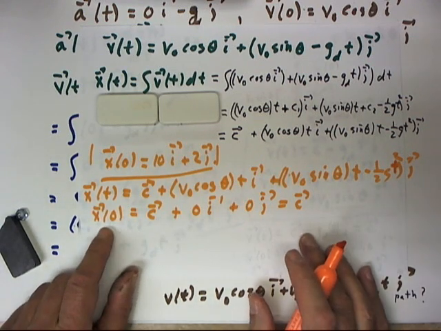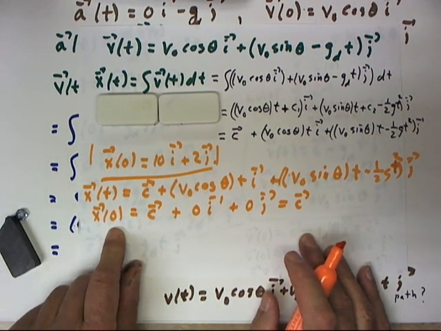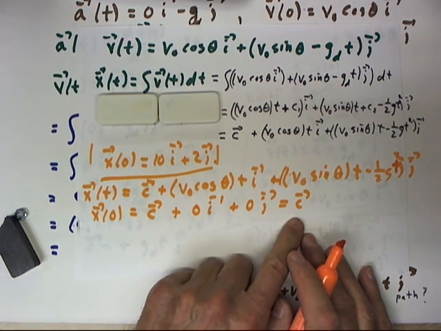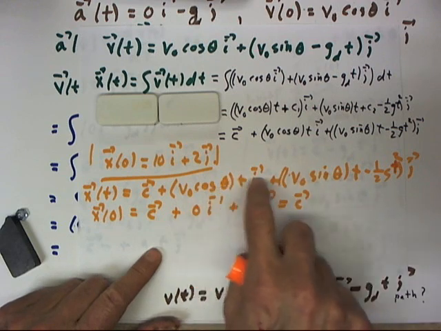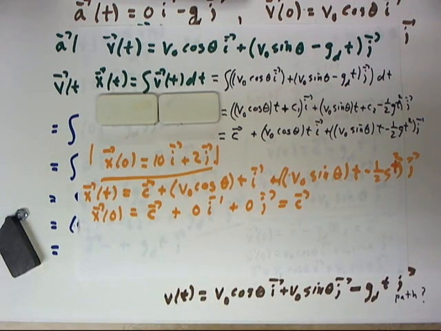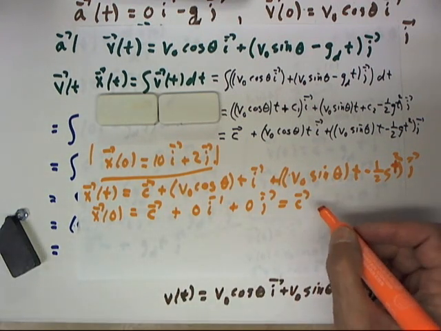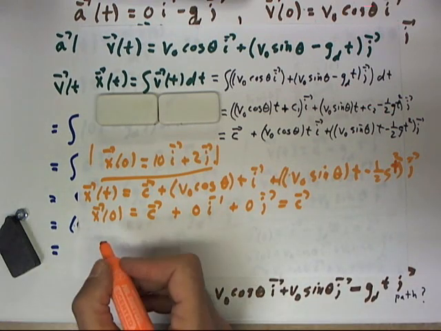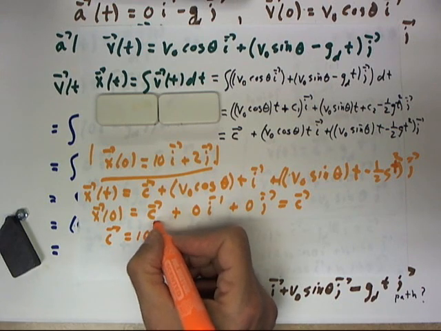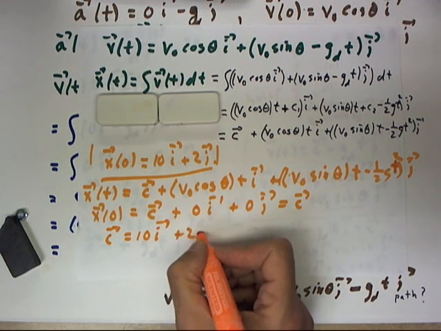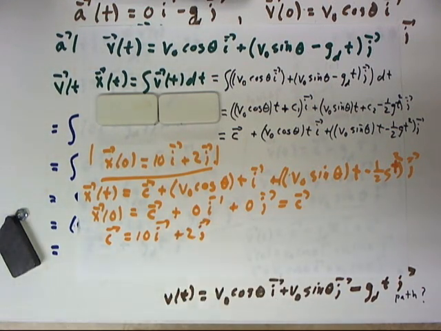Now, it's not always going to turn out that our initial value is just equal to our integration constant. It's entirely possible that we get a function which evaluated at 0 is not 0. But in this case, that's so. And we conclude then that c for this integration is 10i plus 2j.